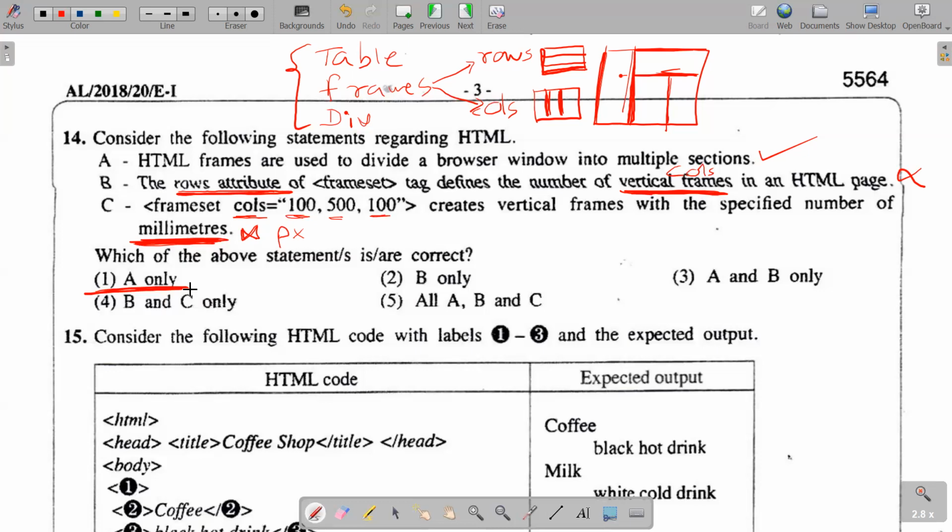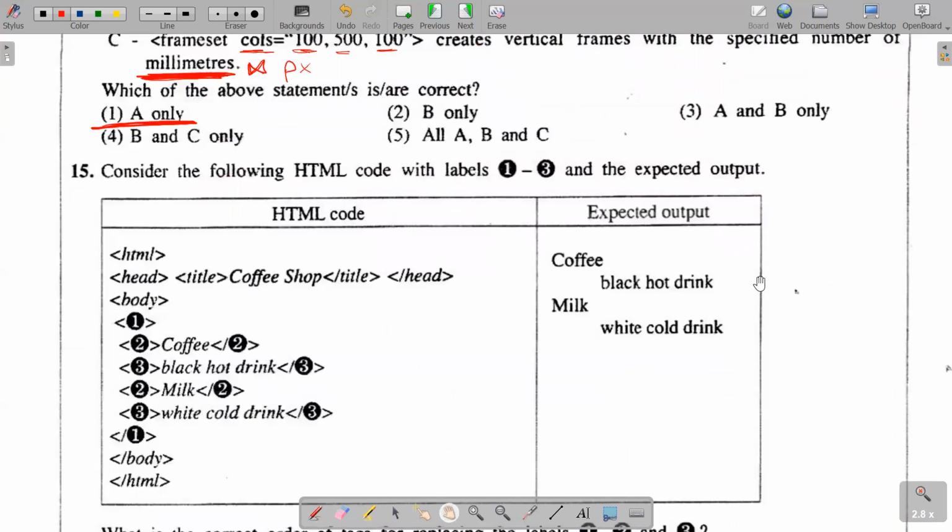Okay, is it clear so far? Right. Okay, 16th.